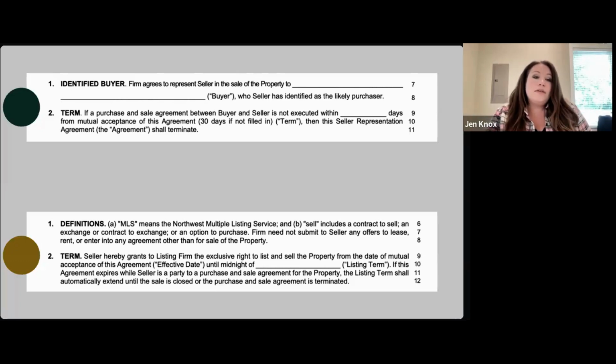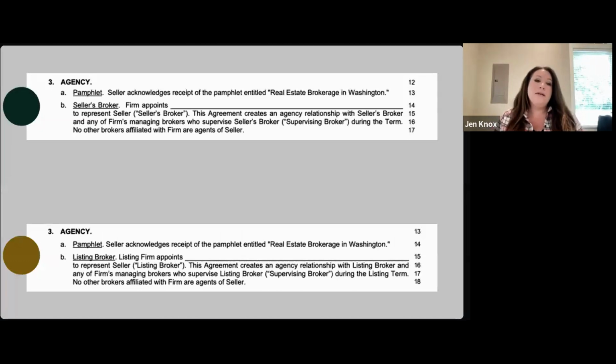We are going to think about this in a way that the green dots represent more the person selling, and the gold dots represent the address being listed. Now, both of these forms require agency disclosure. We need to make sure that we are giving the pamphlets. We need to make sure that we are also showing our representation to that client.